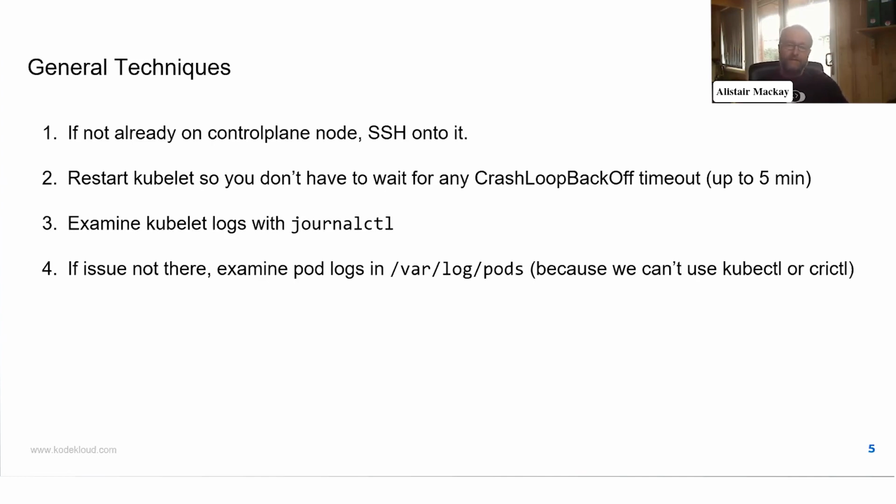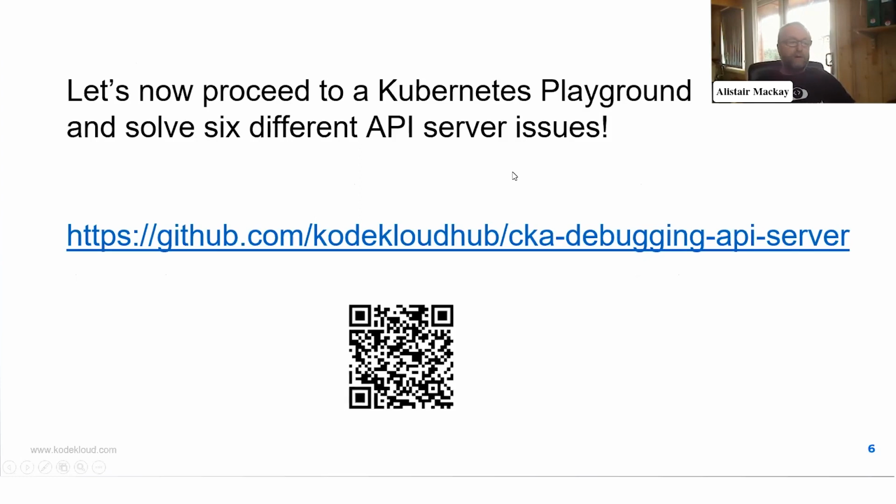If it's not that, then the API server will be starting and crashing and stopping again. And then we go and look for the API server's logs in this directory, var log pods, where crashing pods will write their logs, because you can't get them with kubectl logs because the pod is not running. So with that in mind, let's go start up a playground and create some scenarios that are going to crash the API server and try to fix them one by one.